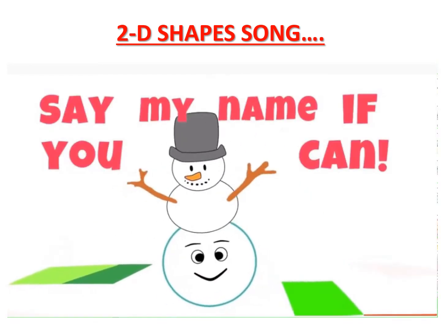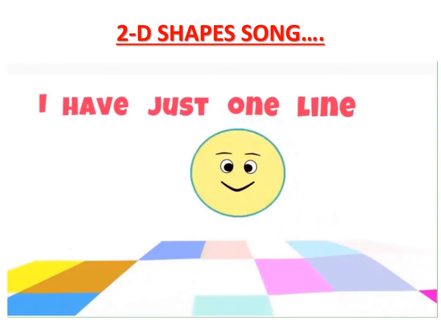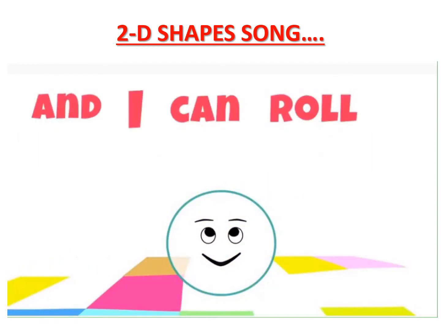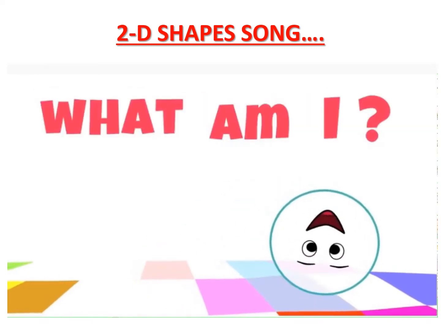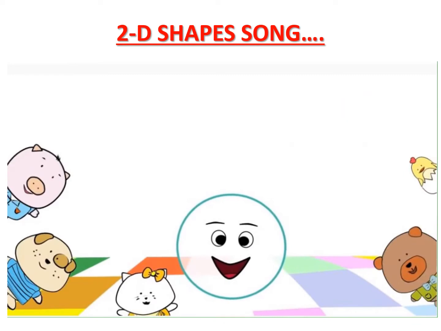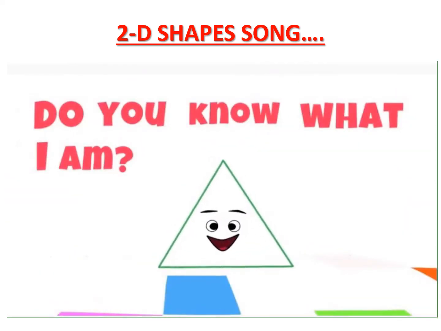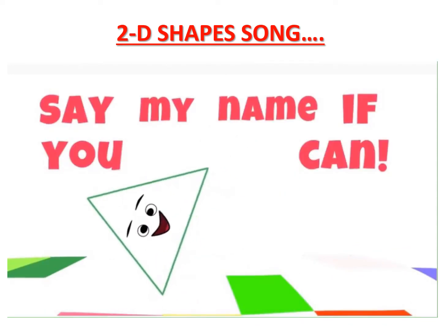Say my name if you can. I have just one line that goes round and round, and I can roll on the ground. What am I? You're a circle. Do you know what I am? Say my name if you can.